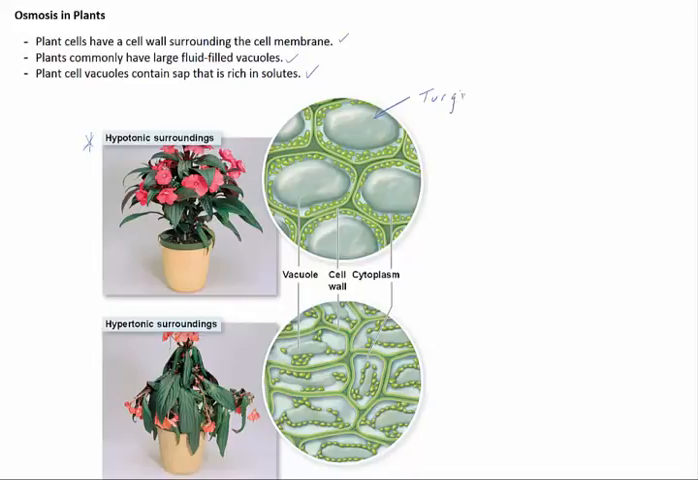If the cell wall stretches as much as possible, no more water can enter, and the cell is said to be turgid. Turgor is very important to plants as it helps to support them and maintain their shape and form.